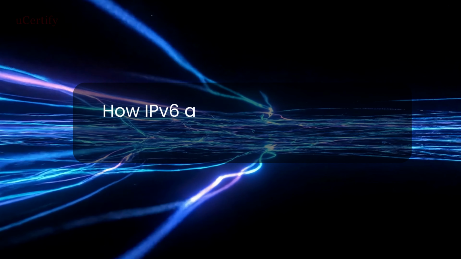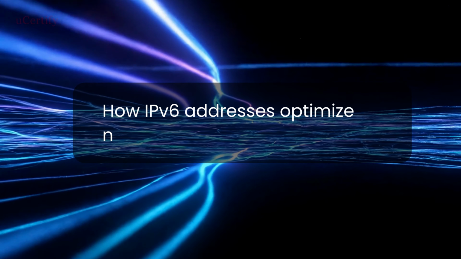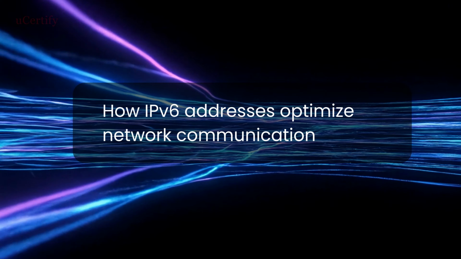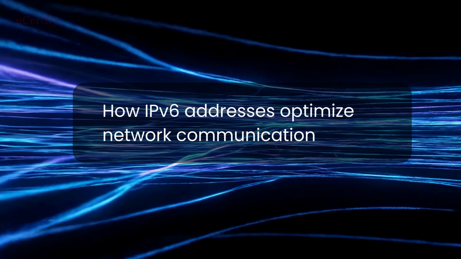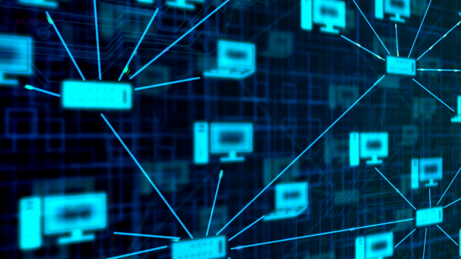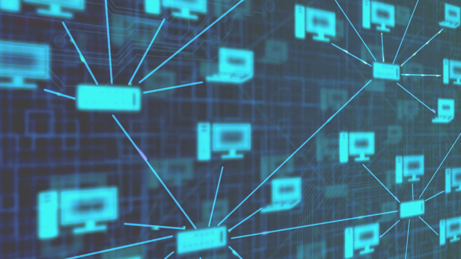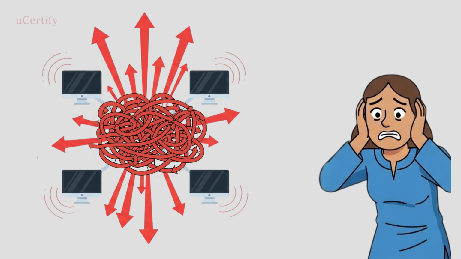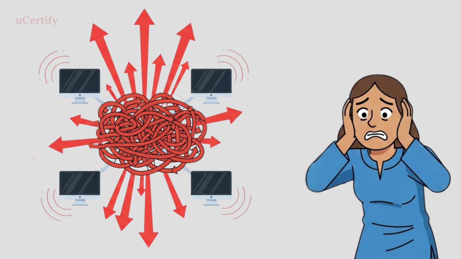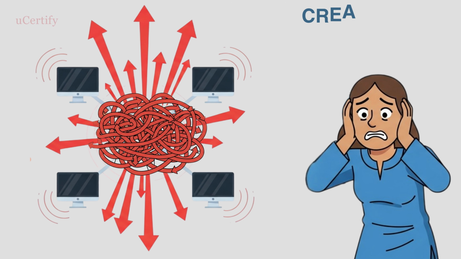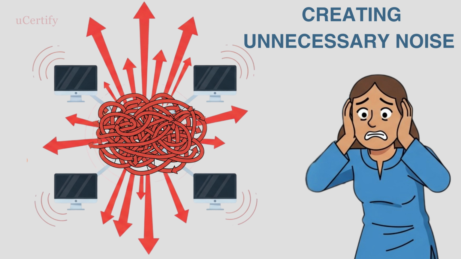In this video, we will learn how IPv6 addresses optimize network communication by eliminating unnecessary traffic and improving speed. Imagine your network is like a busy city where everyone shouts announcements to everyone else. This is similar to how IPv4 broadcasts work, creating unnecessary noise and slowing things down.